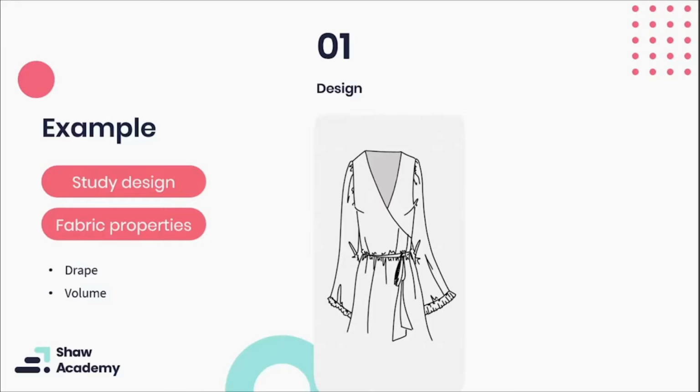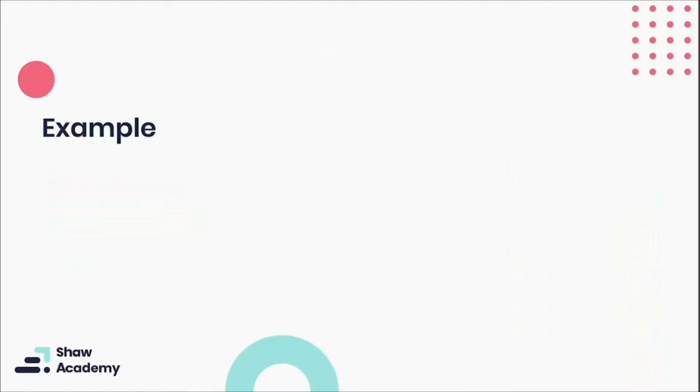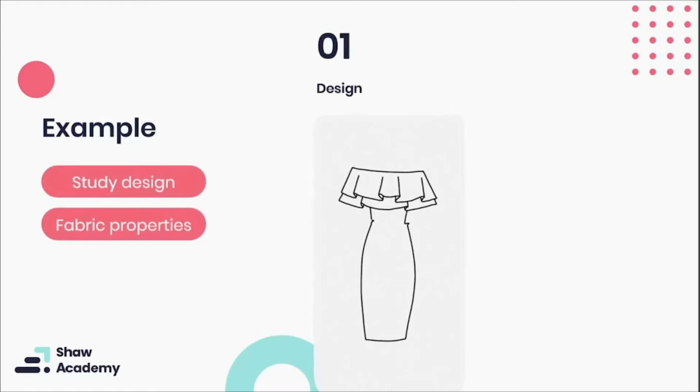Let's look at the garment. As you can see, this dress is super feminine, drapey and soft because of the lightweight fabric. This flowy fabric then creates lots of movement, especially in the sleeves. Let's look at my last little example sketch of a dress. Now, what do we do? Study the design and determine the fabric.